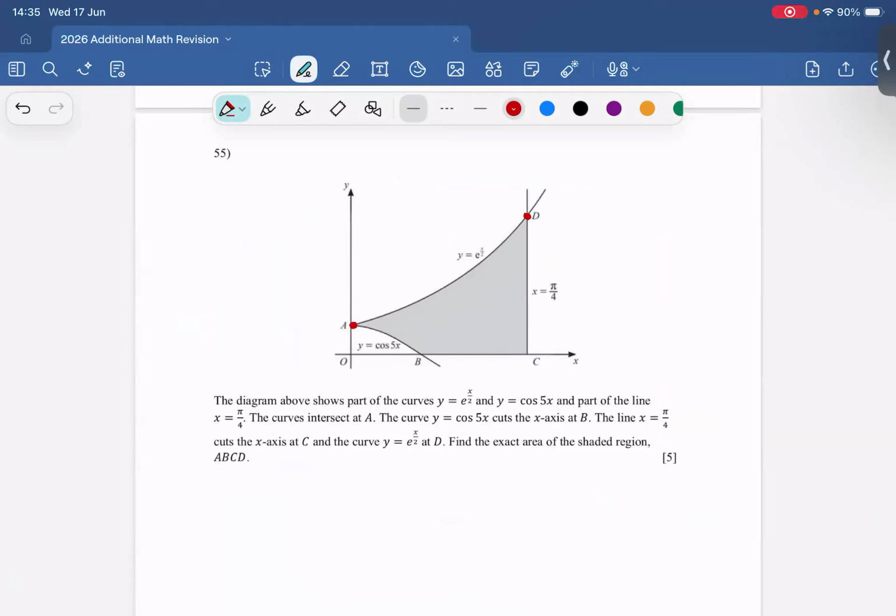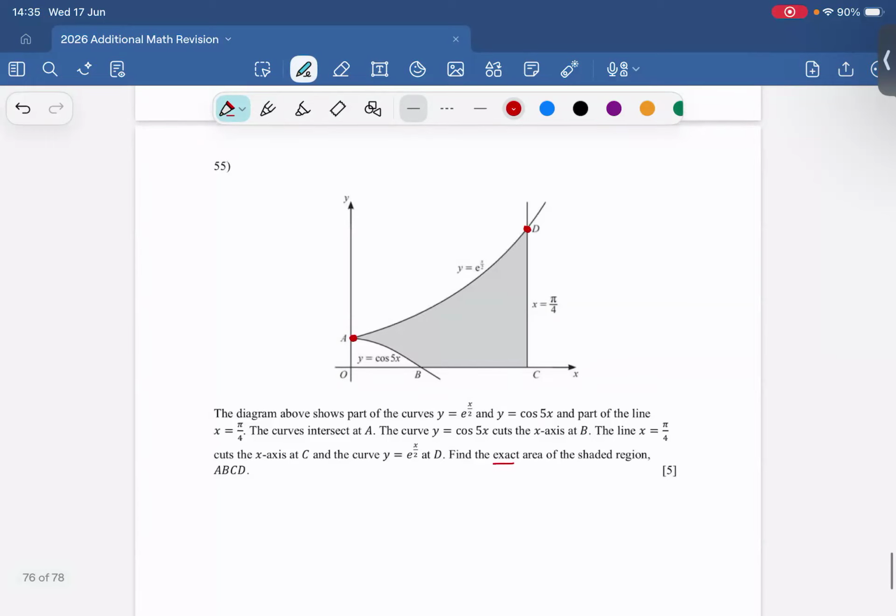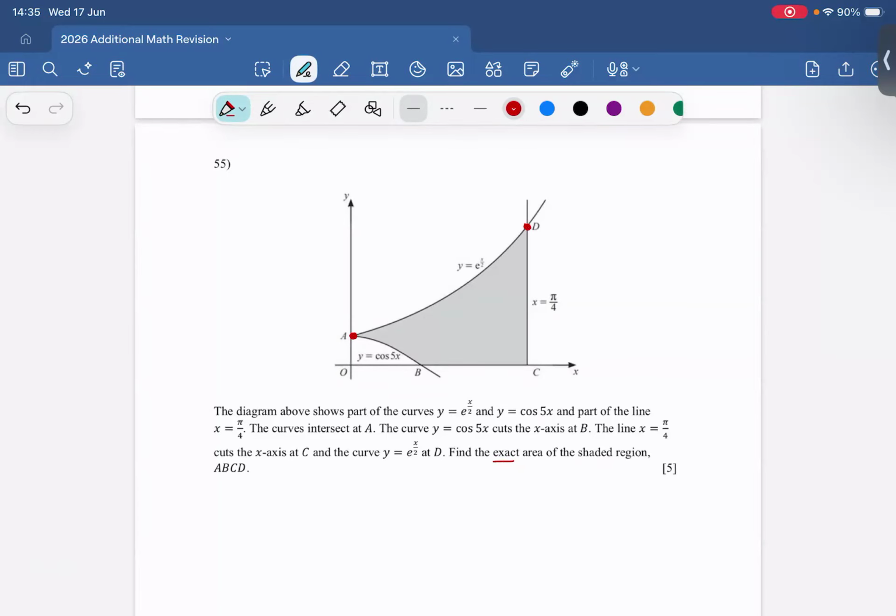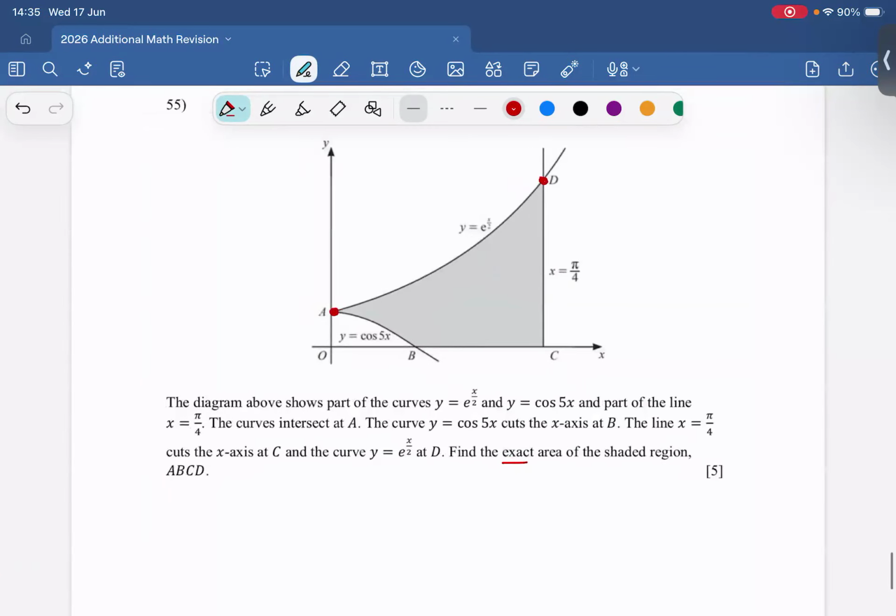The diagram shows part of the curve this, and part of the line this. The curve intersects at this. Find the exact. Exact means your calculation should not have decimals. It's either surds or fractions. Find the shaded area this. Remember when we find area, it's just like drawing arrows from the axis. I will draw arrows until I touch the curve. First thing we need to find B first. How to find B?